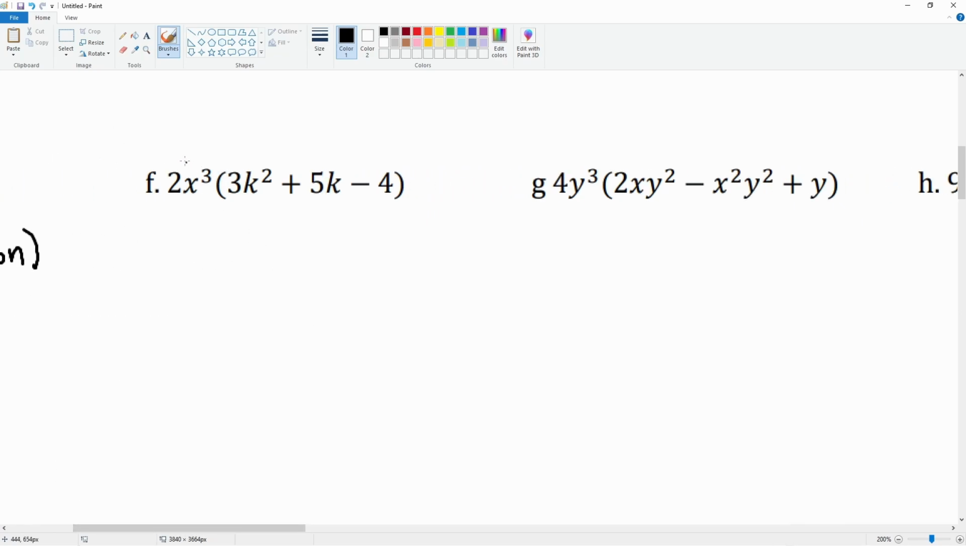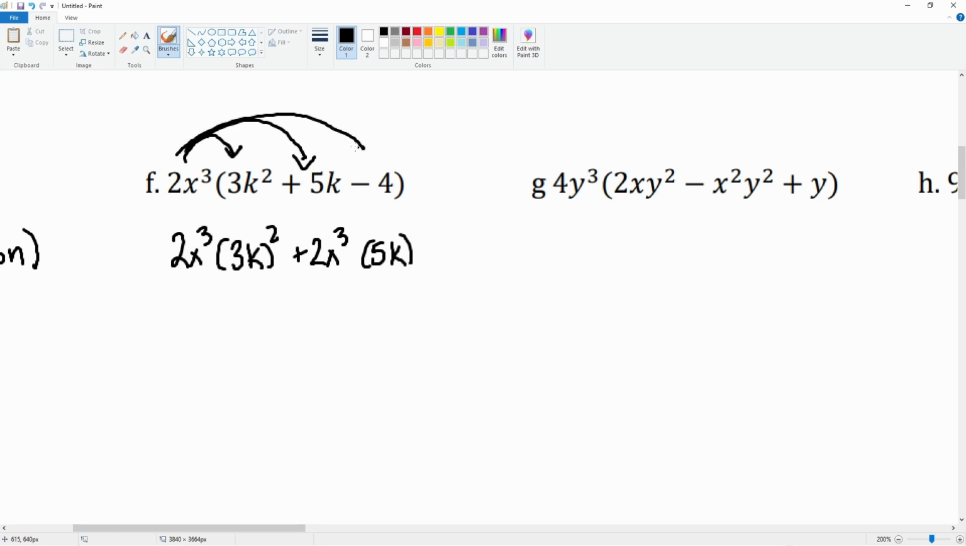Next, we distribute the 2x cubed to the first term. 2x cubed parentheses 3x squared. We repeat that process. The 2x cubed parentheses 5k. Then the last one, it is going to be 2x cubed parentheses negative 4.